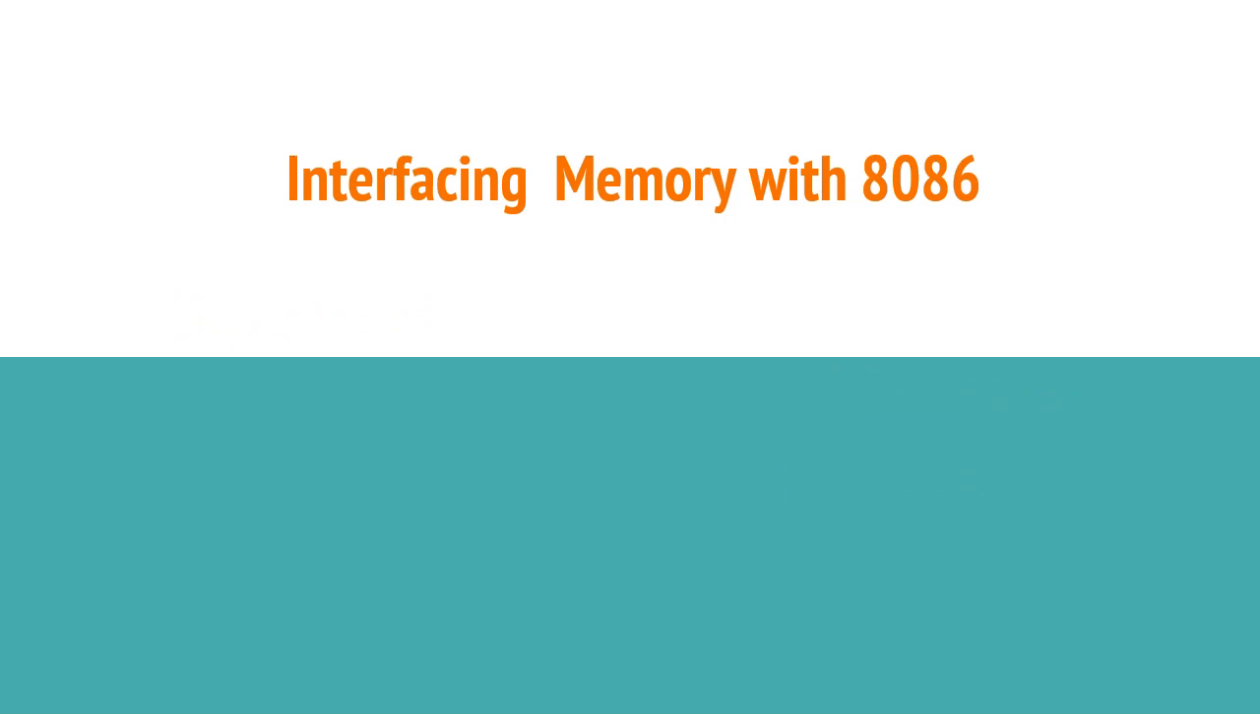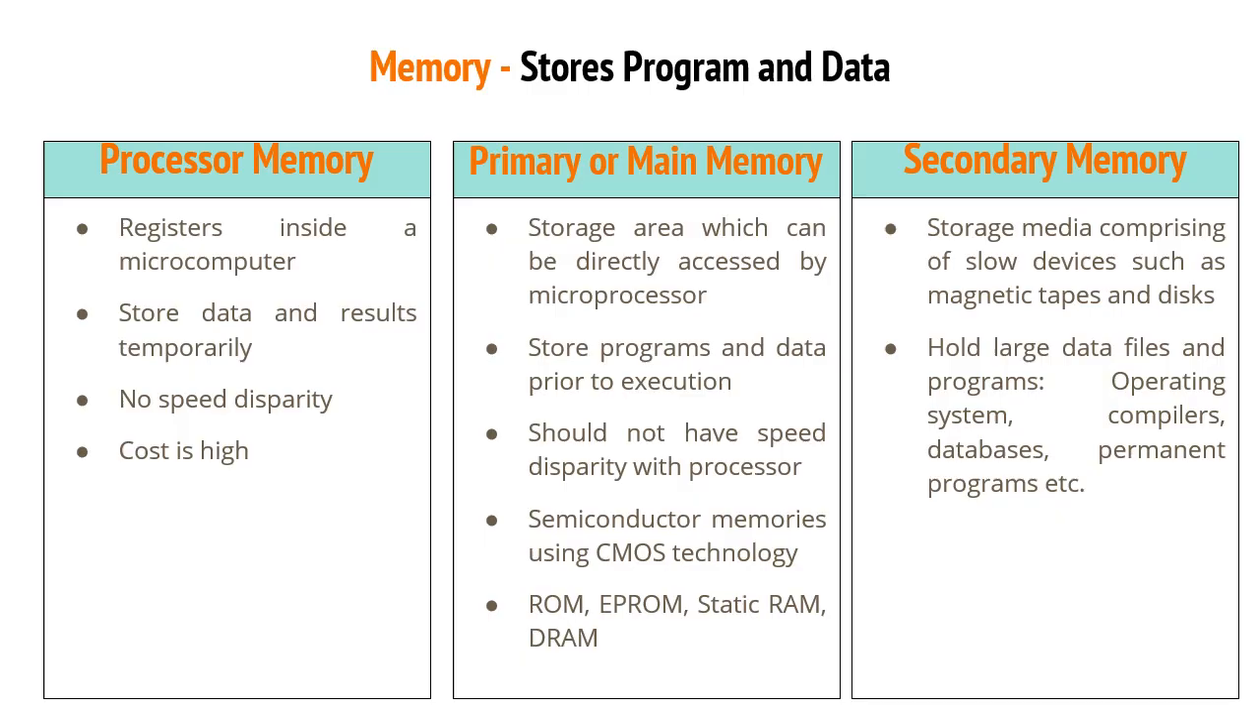First, let's see how memory is interfaced with the 8086 microprocessor. The memory is used for storing program as well as the data. Now, the memory can be broadly classified into three types, which is the processor memory, the primary or the main memory, and the secondary memory. The processor memory are nothing but the registers that are inside the processor. They store data and results temporarily. There should not be any speed disparity between the processor memory and the microprocessor. And the processor memory or the register memory are having usually high cost.